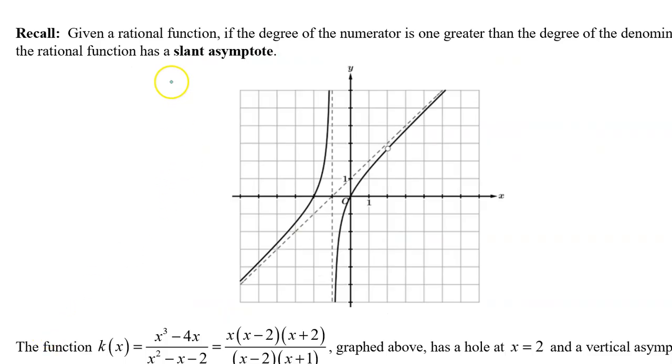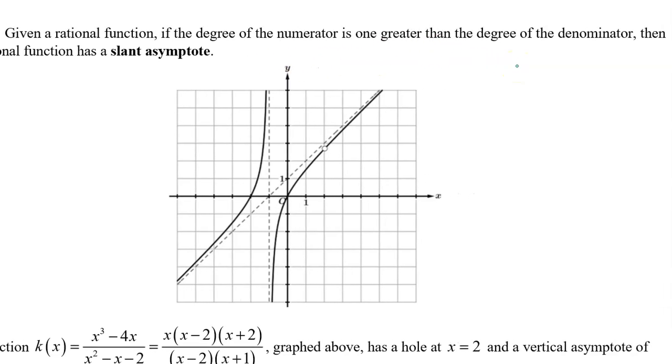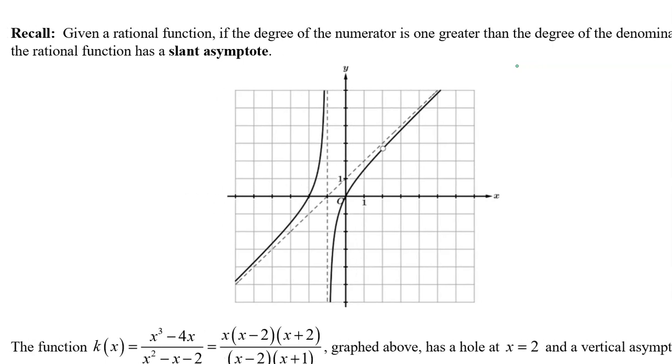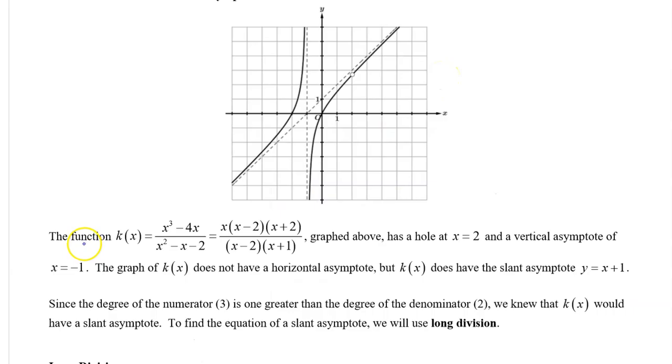In a previous lesson, we learned that given a rational function, if the degree of the numerator is 1 greater than the degree of the denominator, then the rational function has a slant asymptote, where the asymptote is a diagonal line like this. The function k of x, graphed above, has a hole at x equals 2. You can see that because these factors cancel out. And a vertical asymptote at x equals negative 1. You see that from this factor in the denominator that does not cancel out.